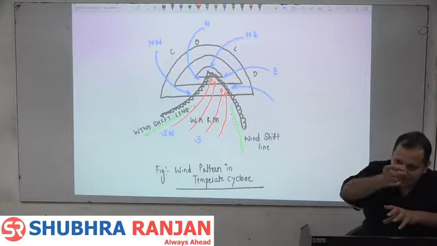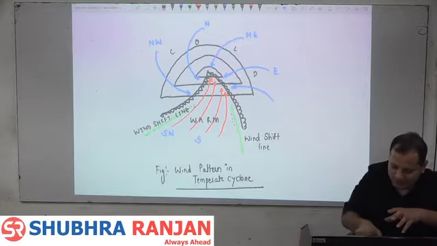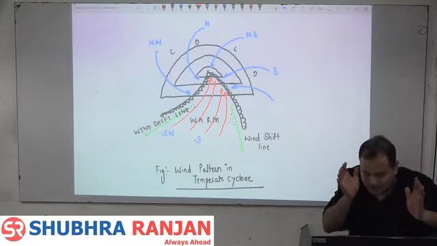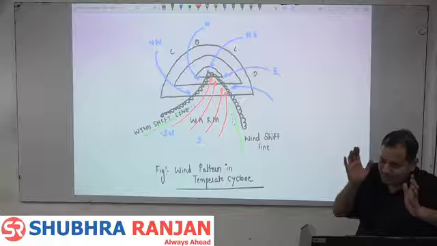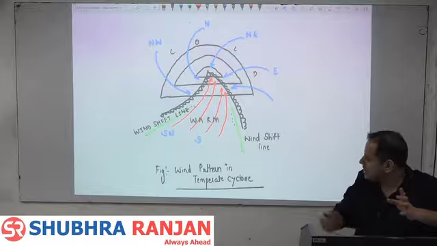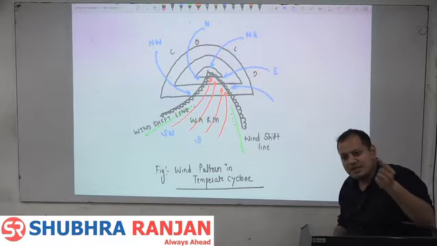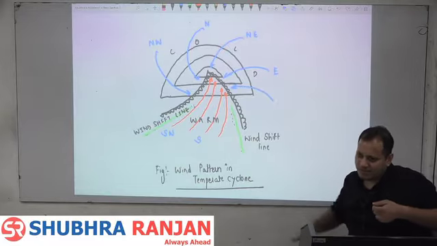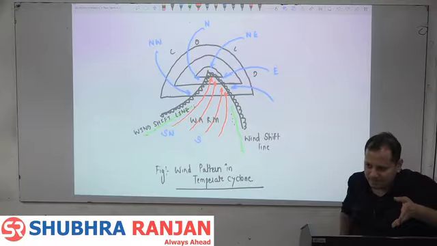Perfect. Northwest is having the lowest temperature because all the wind is deflected towards the northwest. There is a concentration of cold wind in the northwestern part. So far in GS they have only asked which part has the highest temperature. So the answer is the southern part. Clear?